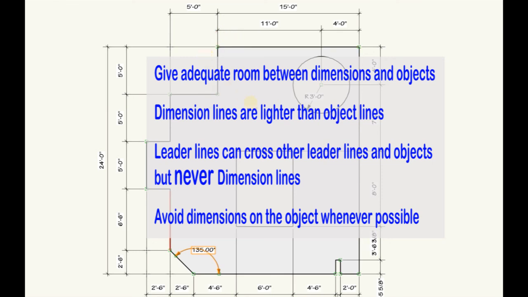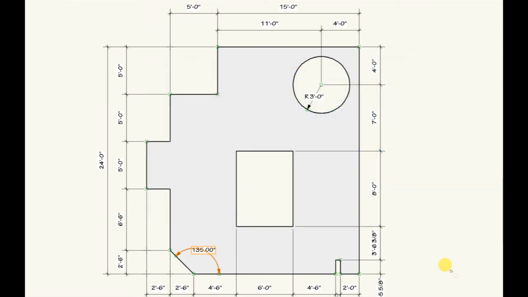You want to make sure that leader lines are crossing each other, but they never cross dimension lines, and that you have a nice nested set of dimensions, so the smaller dimensions are inside larger dimensions. And then whenever possible, the exception here is this angular dimension. That one you can get away with, but whenever possible, don't put dimensions on the actual object. And here, even with a very complicated object, we were able to put all the dimensions that we needed on this guy, all on the offside edges there.